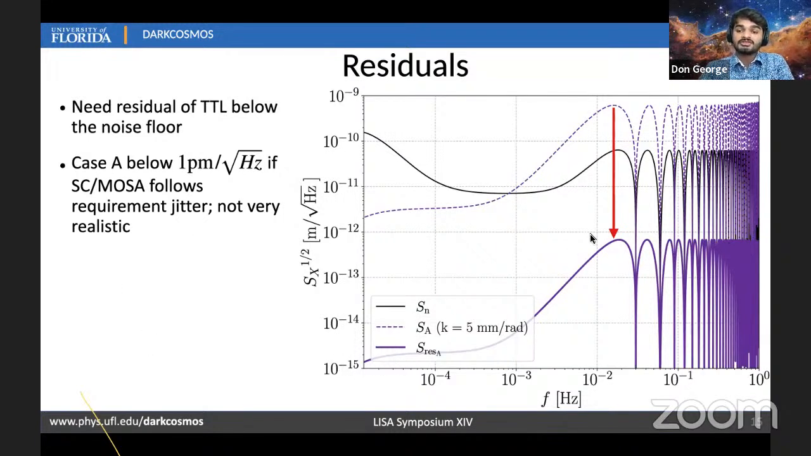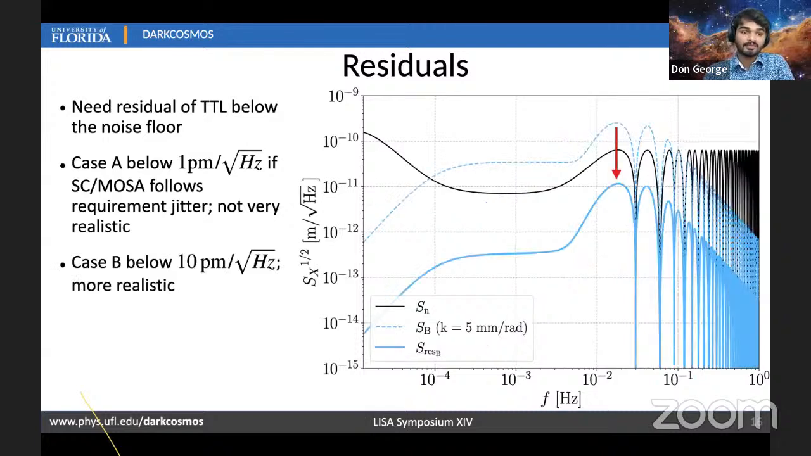So you can see that the residual predicted by the Fisher information matrix in case A is below 1 picometer per root hertz for all the frequency bands. And this is about 1,000 level suppression if you assume that all the coefficients are, let's say, 5 millimeters per radian. However, this is again not a very realistic jitter profile.